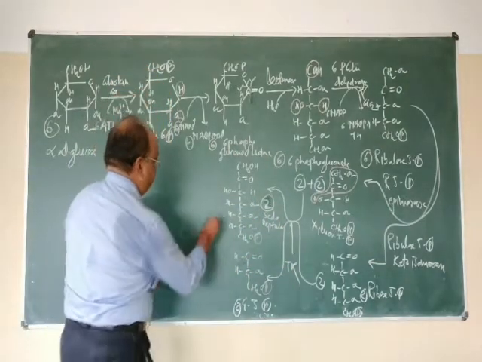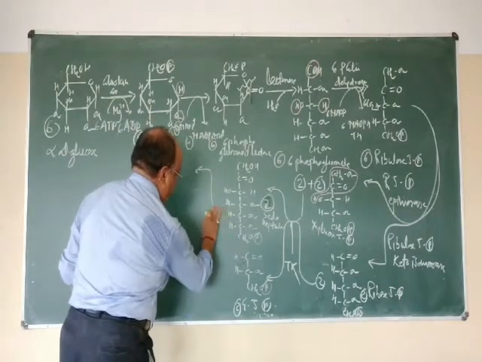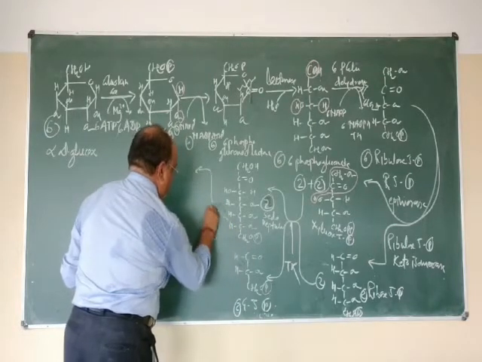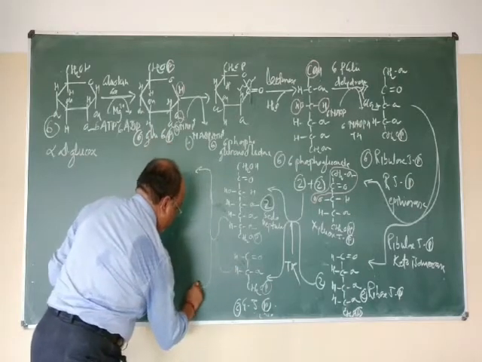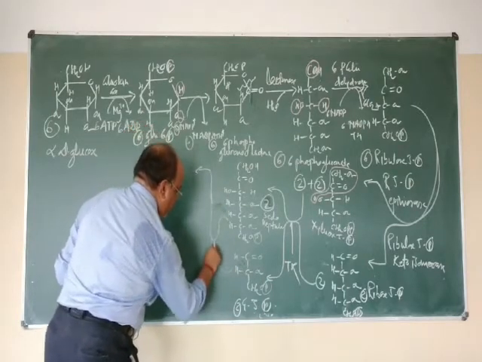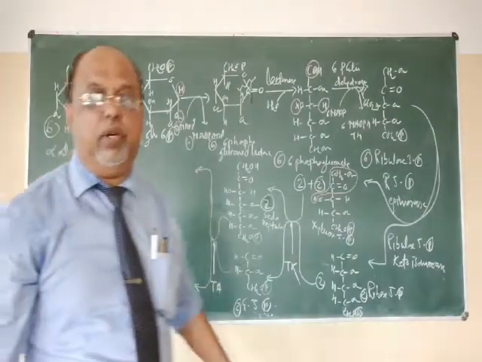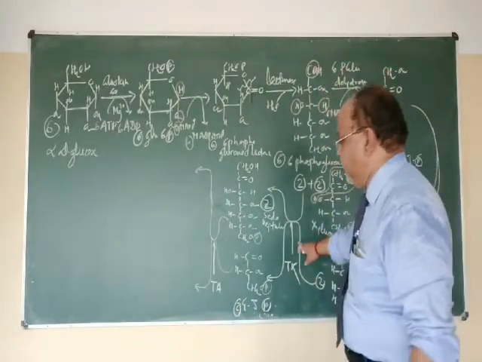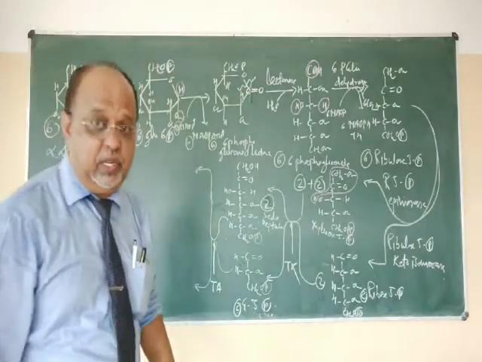Next reaction, it is catalyzed by, this time, the enzyme transaldolase. I have written the short form of this, that is transaldolase. Here it was transketolase. Now what is the difference between transaldolase and transketolase? Let us talk about that.